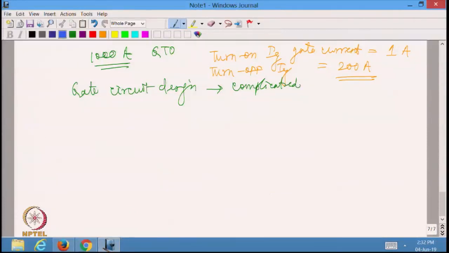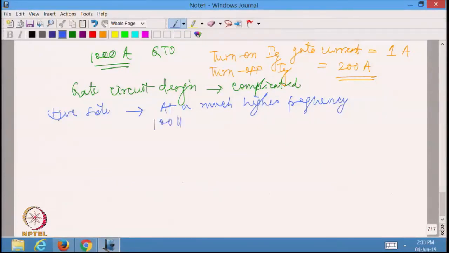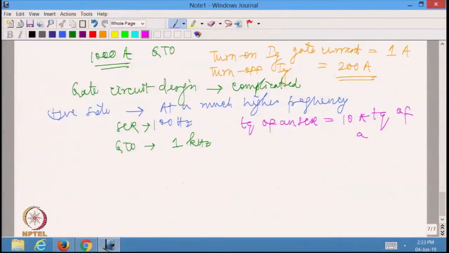But the positive side of it is that we would be able to operate at a much higher frequency. Normally thyristors work only around 100 hertz, that is the normal operating frequency of an SCR, while a GTO can easily operate up to 1 kilohertz, because the turn off time of an SCR is almost 10 times the turn off time of a GTO. So, the operating frequency can increase tenfold. This is the advantage of GTO.